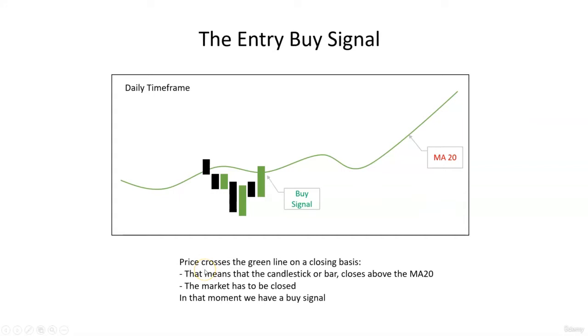So next we want to see the price cross the green line on a closing basis, and that means that the candlestick or bar closes above the moving average. Here we have it. So we want to see a bullish candle cross above the moving average and stay there, so it has to be closed. The market has to be closed, and in that moment we have a buy signal.